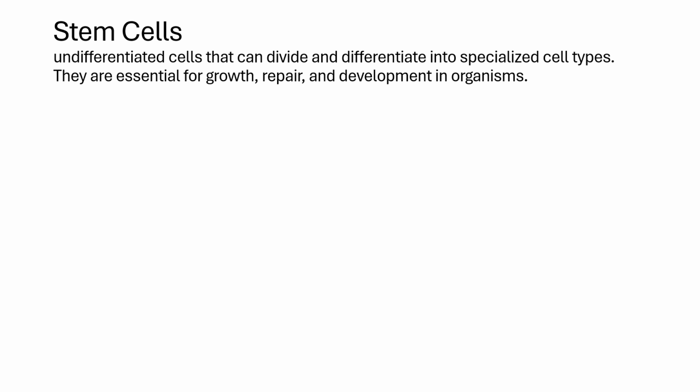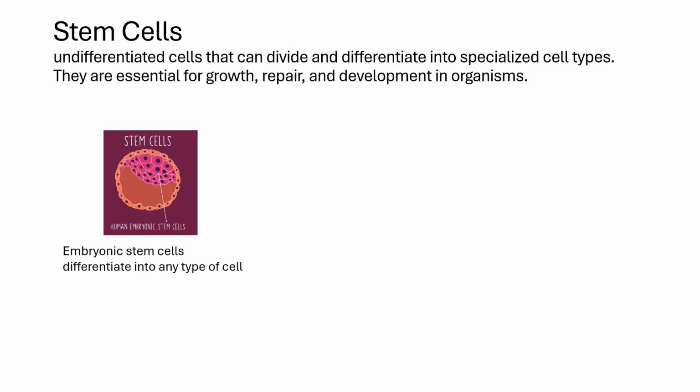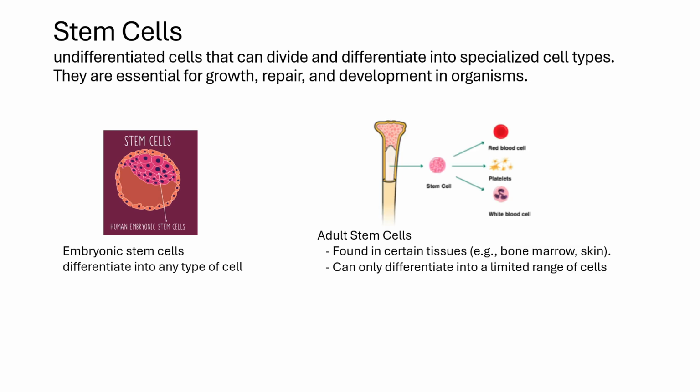Stem cells, what are they? They are undifferentiated cells that can divide and differentiate into specialized cell types. They're essential for growth, repair and development in organisms. You find them in two places. Embryonic stem cells, they can differentiate into any type of cell, whereas adult stem cells, they're found in certain tissues.